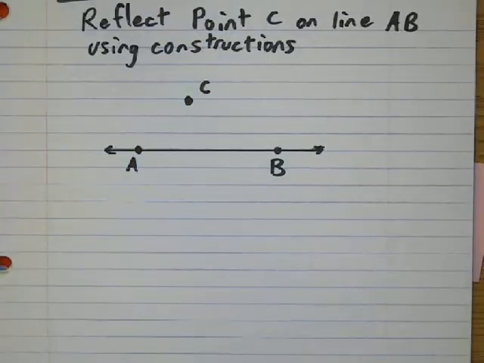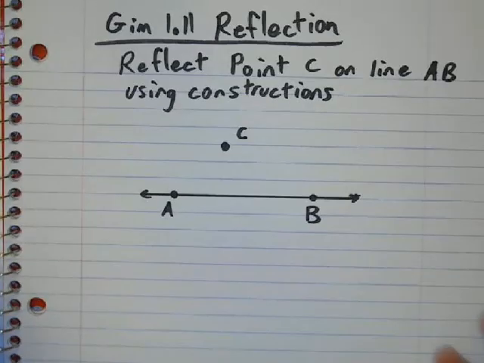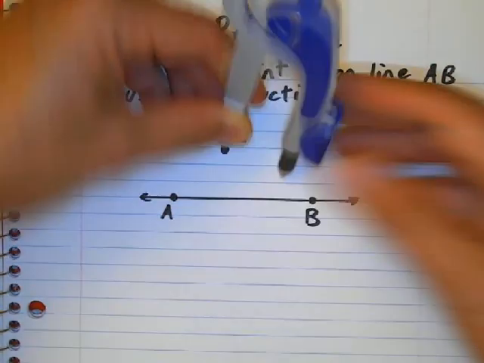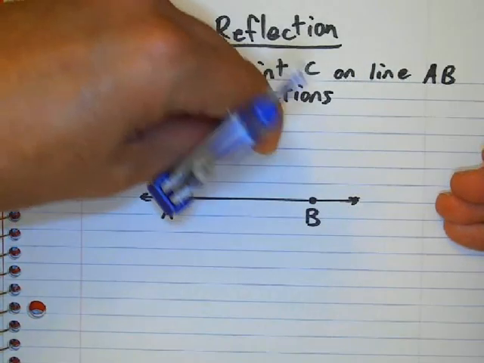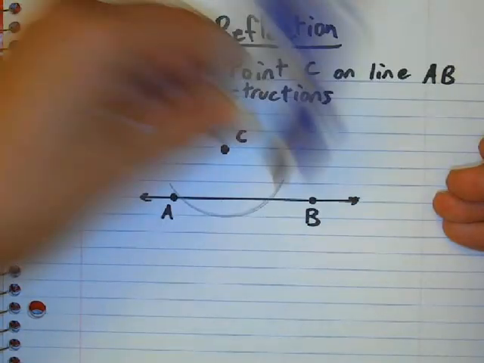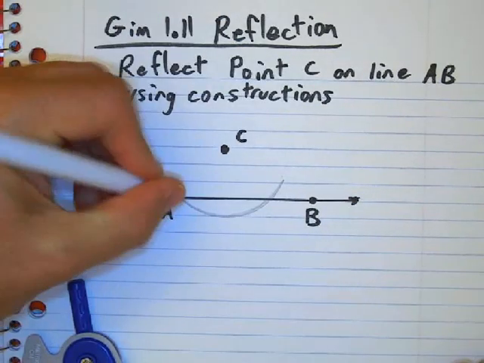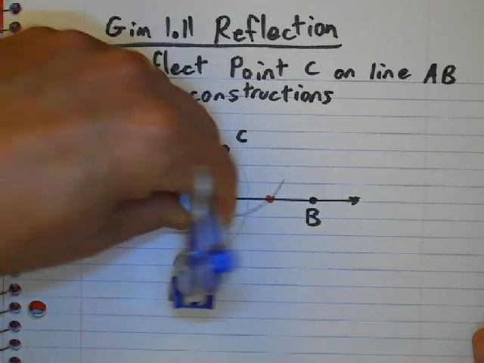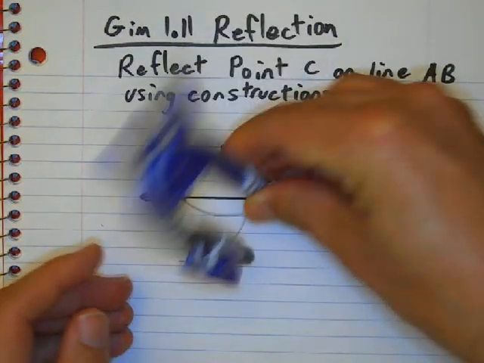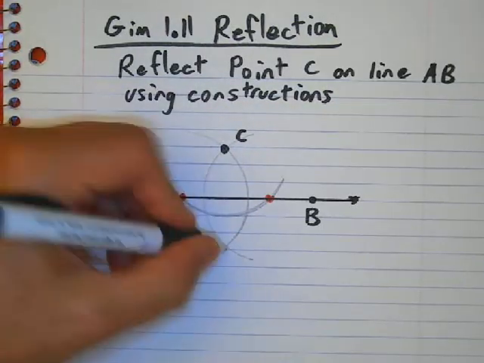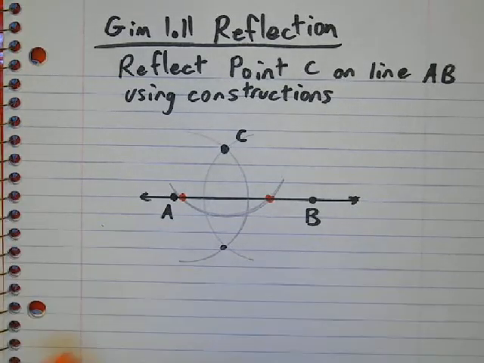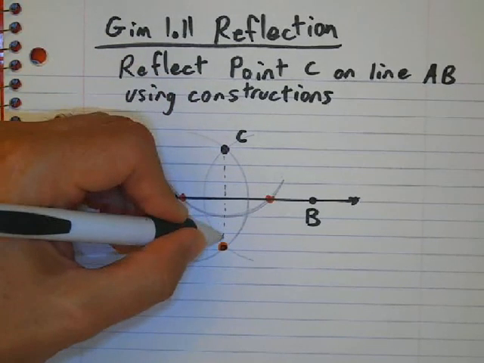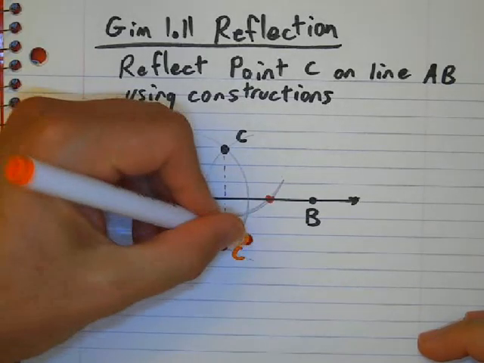Okay, and GIM 1.11, this will be quick. Make a reflection here. We make a perpendicular bisector. So put the sharp point on C, and I'm going to draw an arc. And then from these 2 points, we're going to draw our other arcs. And then where this intersects, this point right here should be the same distance from the line as this. So now I've made a reflection, and for a reflection we always put a little prime.